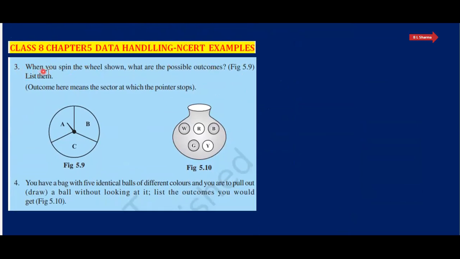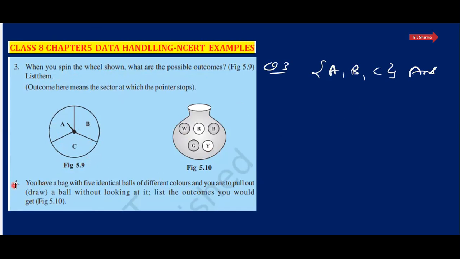Next, when you spin the wheel as shown here, what are the possible outcomes? List them. See here. Here are the 3 possible outcomes of question number 3. It can be A, it can be B, or it can be C. So this is the answer of the third part of this question. This is A or B or C. 3 possible outcomes हैं. Here are 3 possible outcomes.